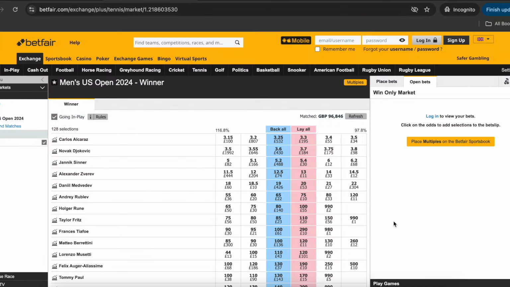So here are my selections for the US Open. Now, of course, these are my own selections. Feel free to follow them, but you do so at your own risk. This is not financial advice.